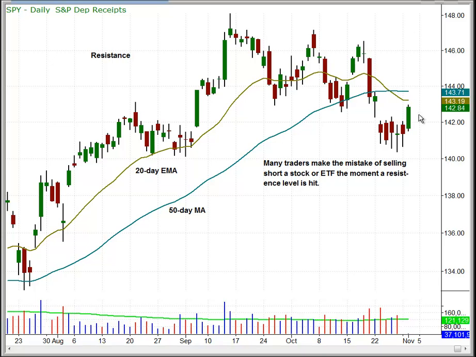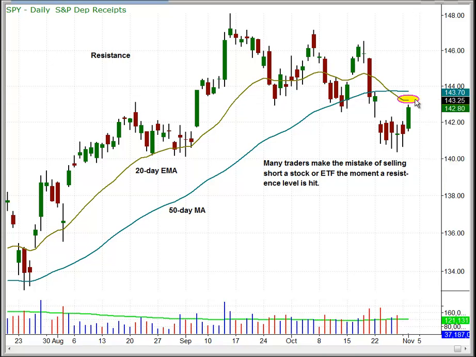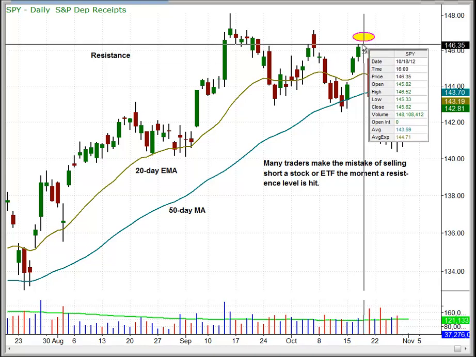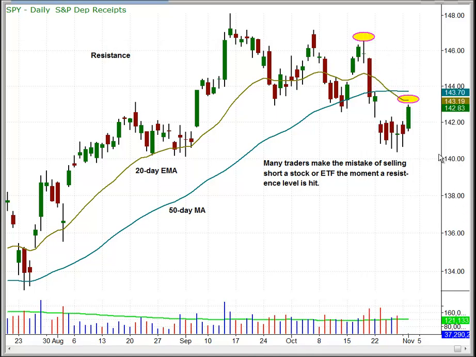The problem with shorting on a bounce into resistance is that you have no reference point for your shorts. So if one was to short the S&P just on the first touch of resistance around this 143.20 level, other than placing a random stop above the 50-day moving average, the next logical spot is above resistance of the swing high, which is above the 146.50 level. And for an entry at 143, that's a fairly wide stop, and such a wide stop will reduce your share size, and you'll end up making less on the trade.